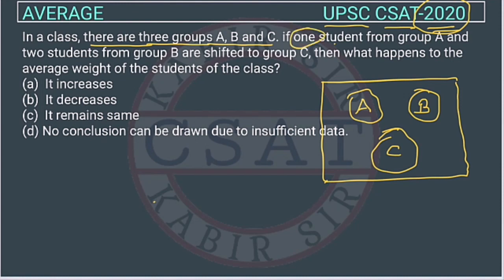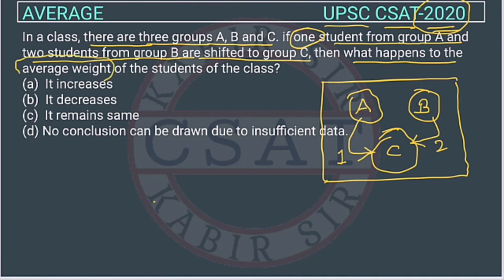If one student from group A and two students from group B are shifted to group C. So one student from group A is shifted to group C, right? And two students from group B are shifted to group C. Then what happens to the average weight? We have to calculate the average weight of the students of the class.